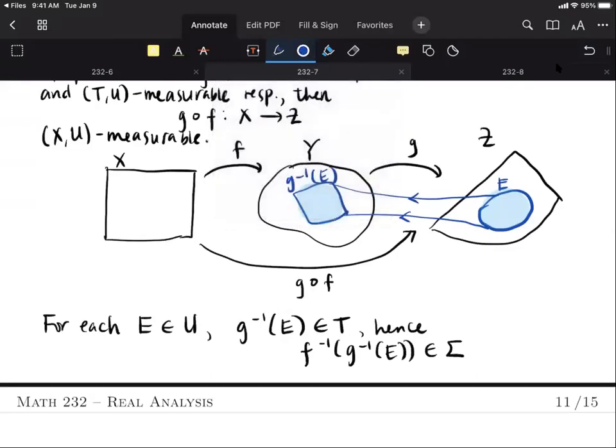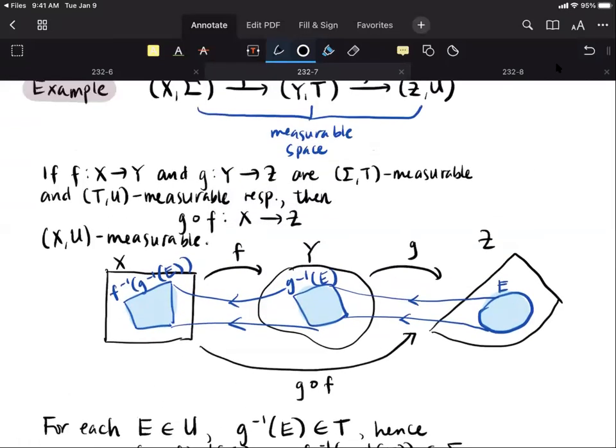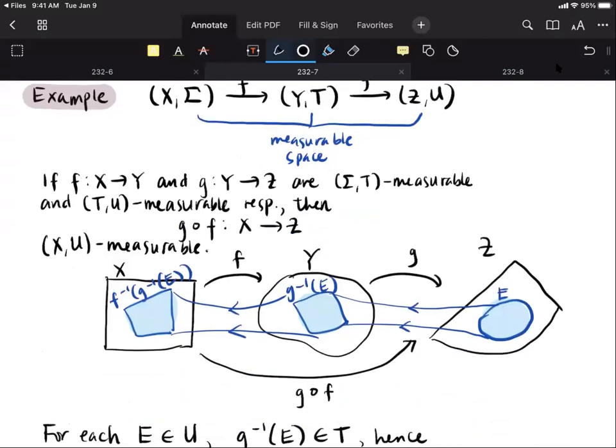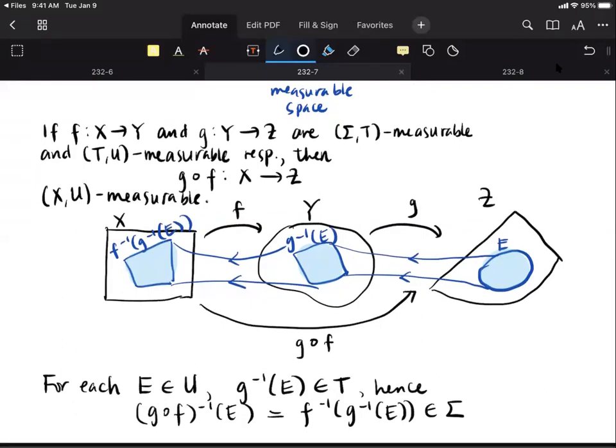So you further take, let's say, the inverse image of this under F, then you will get F inverse of G inverse of E. And recall from the definition of the inverse image that this is the same as the inverse image of the composition G∘F of the set E. And this implies measurability of the composition. Okay, so the composition of measurable maps is again measurable.